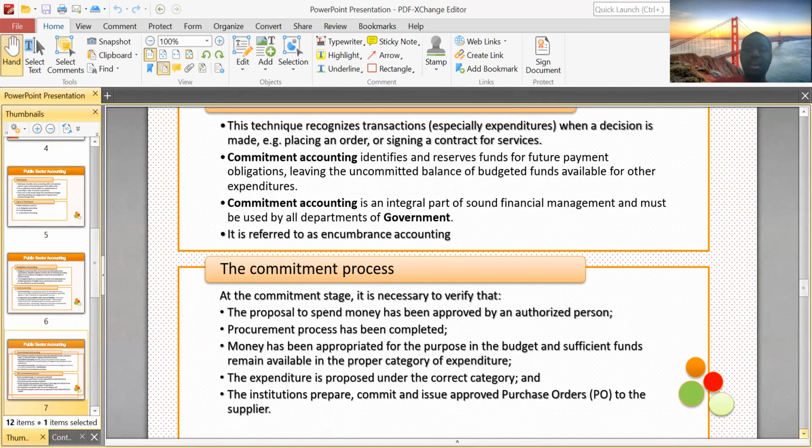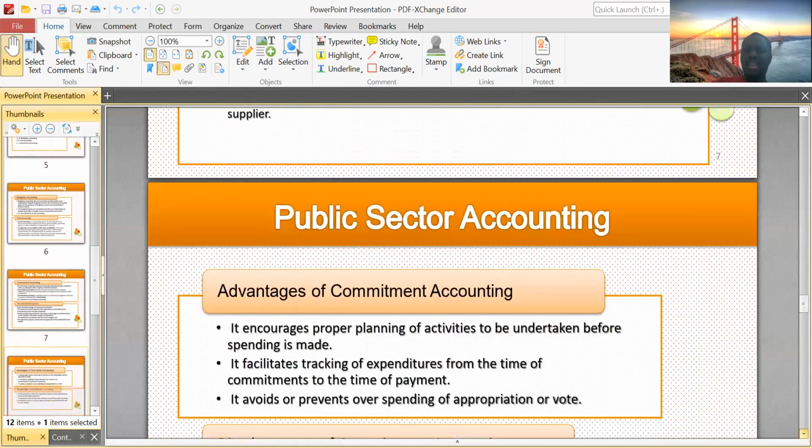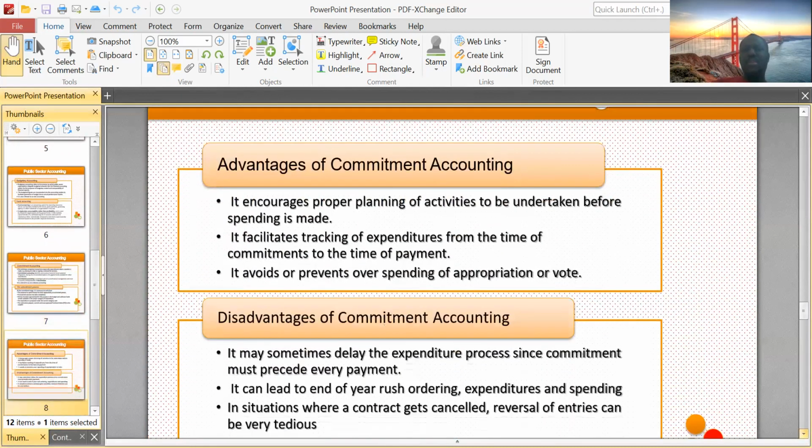If the money has been approved, then we can go ahead and spend it. And in spending, there has to be a lot of prudence when it comes to spending. So those are some of the processes that you need to make sure when it comes to commitment accounting.